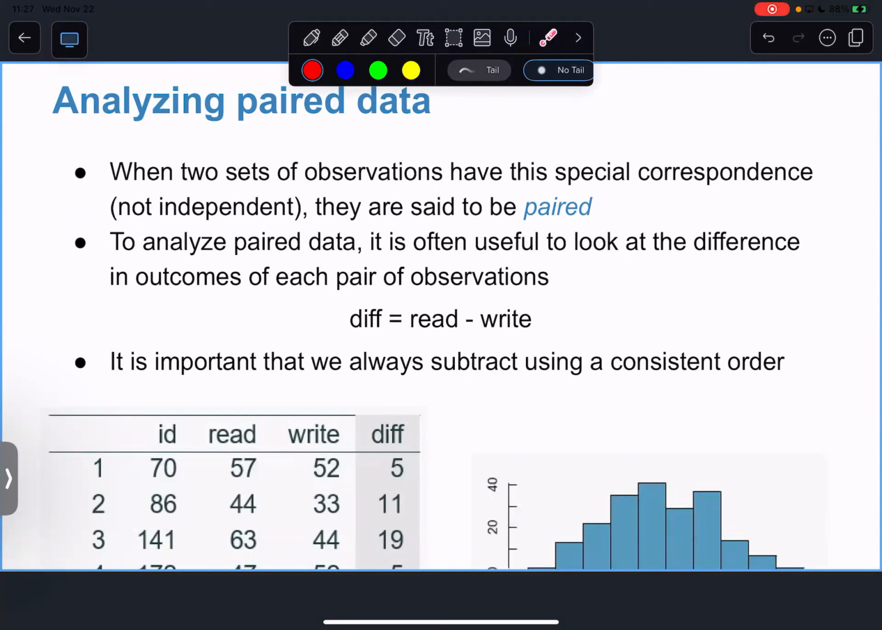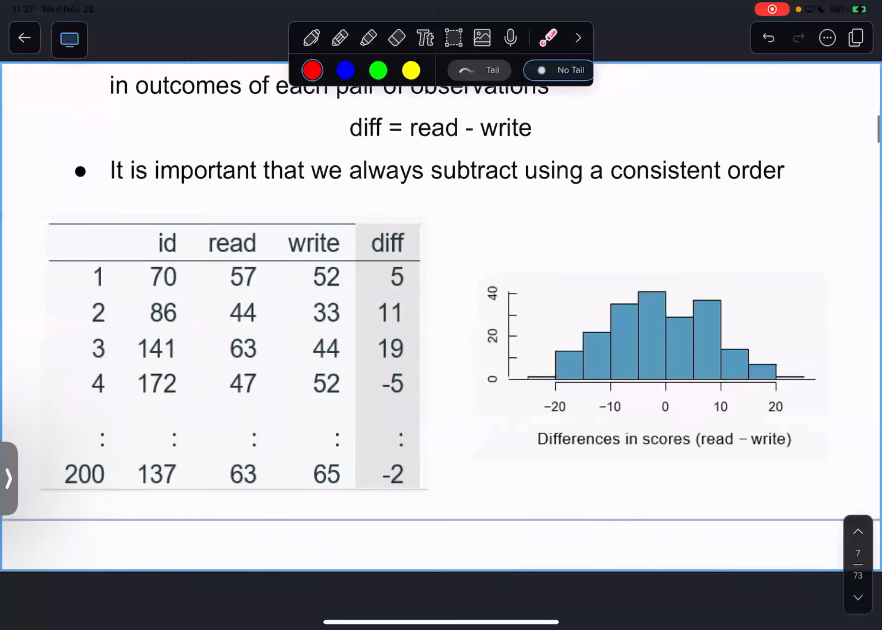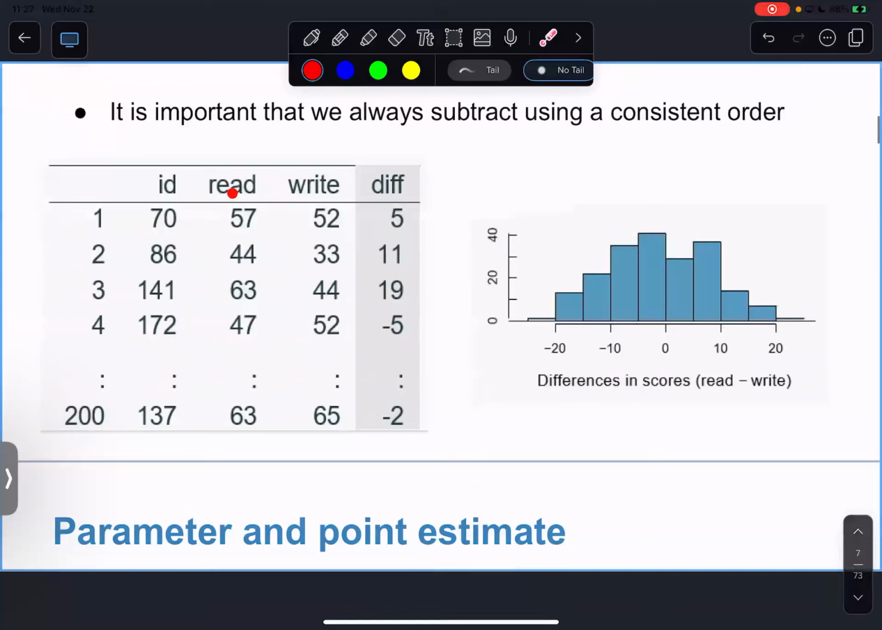So what can we do? We could calculate the differences in the scores, which is what we do. So we've got the reading and the writing score, and then we calculate a new sample of the differences. And we can look at the distribution of the differences if we want to, because that's now our sample.